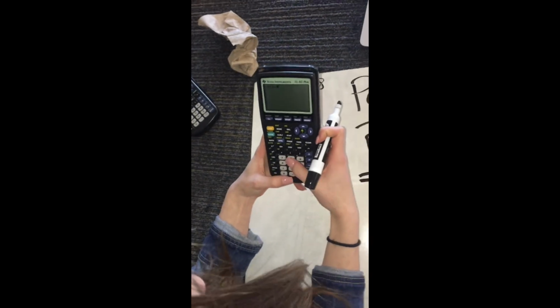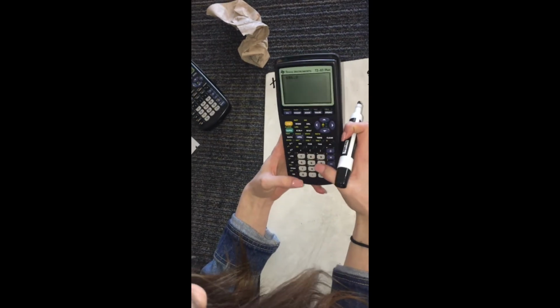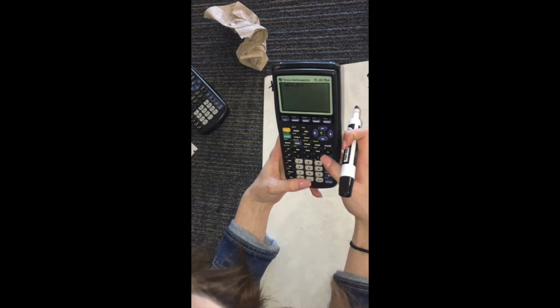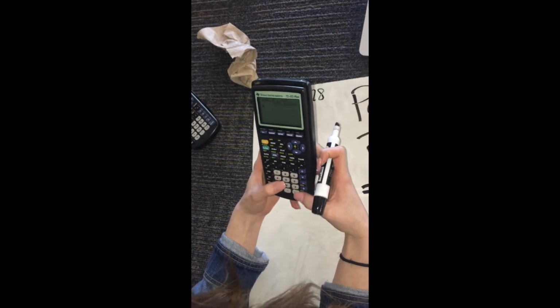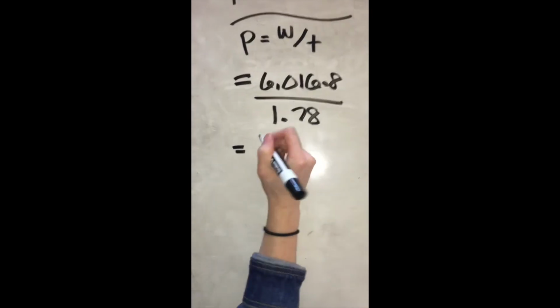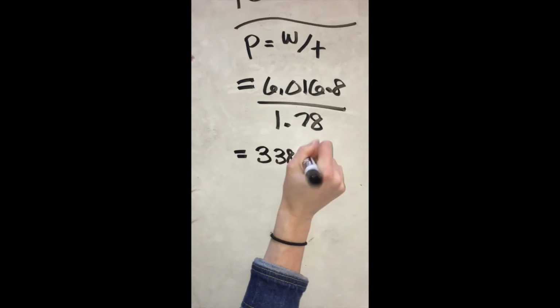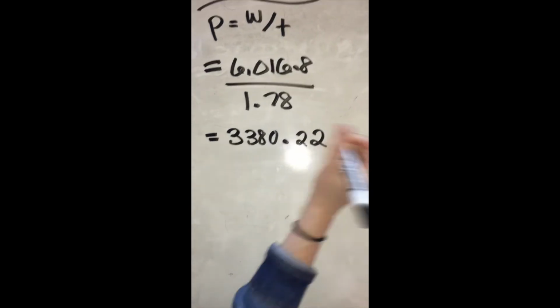6,016.8 divided by 1.78. That gives us 3,380.22.